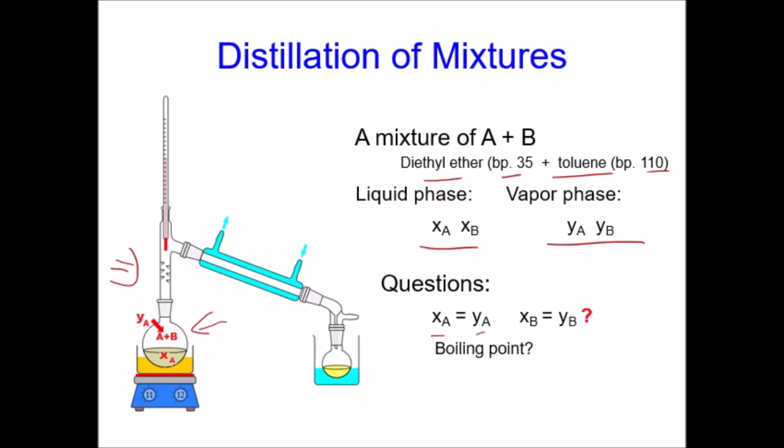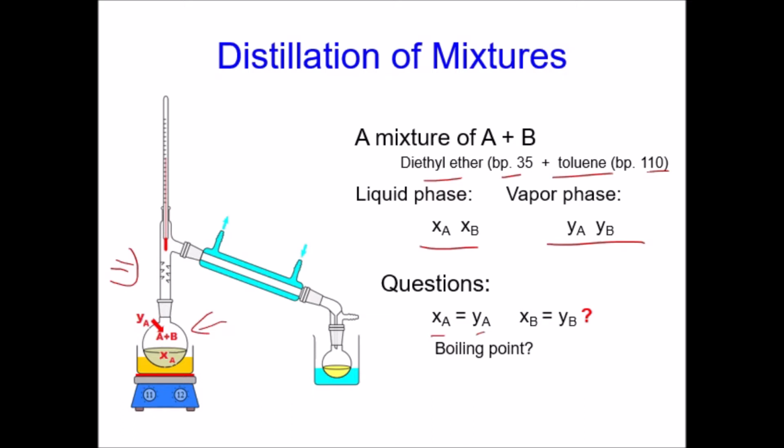To answer the first question, we realize that many molecules have different boiling points, and that indicates they have different volatility. The molecules that have a lower boiling point are easier to vaporize, so they are more volatile.